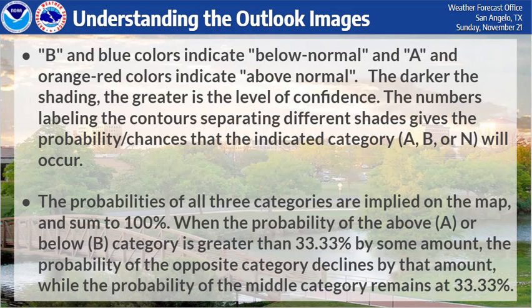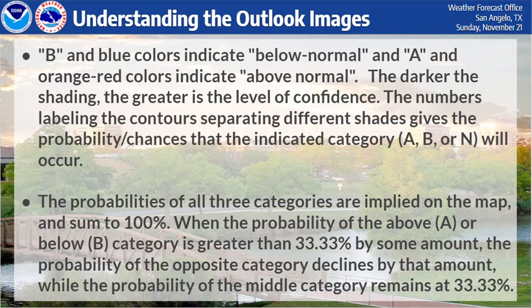The letter B and blue colors indicate below normal. A and orange-red colors indicate above normal. And the letter N and white-filled areas indicate near normal, or equal chances. The darker the shading, the greater the level of confidence. The numbers labeling the contours separating different shades give the probability or chance that the indicated category, A, B, or N, will occur.